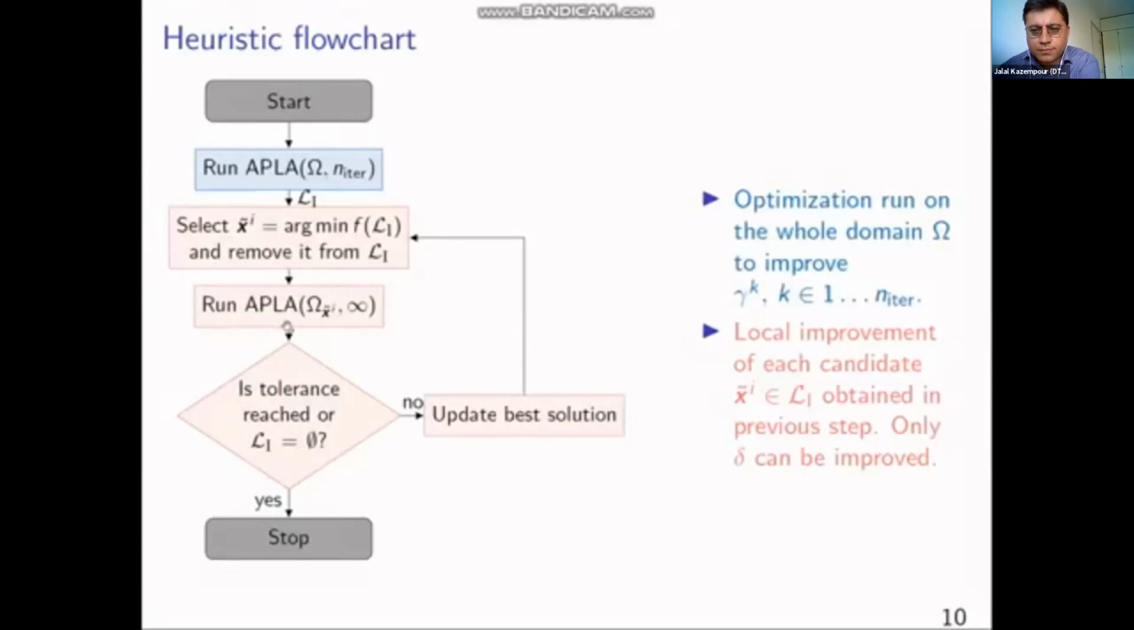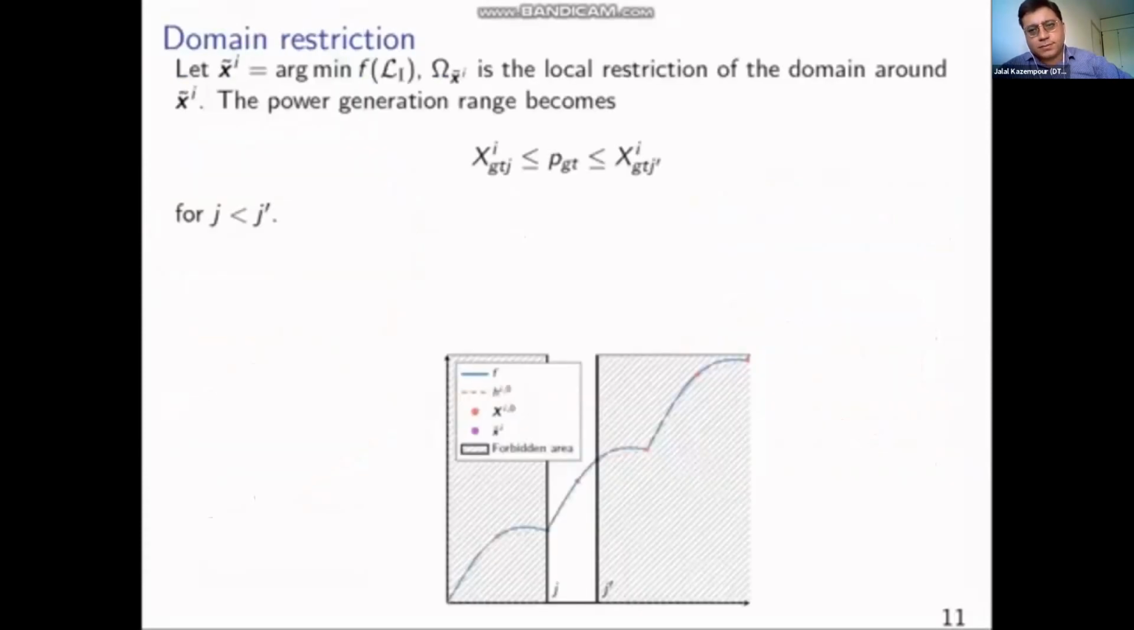It should be noted that during the first step here, we made an optimization on the whole domain. So we will have a lower bound along with a solution. But then here we cannot improve this lower bound. We only improve the solution. So let's just look at the domain restriction.